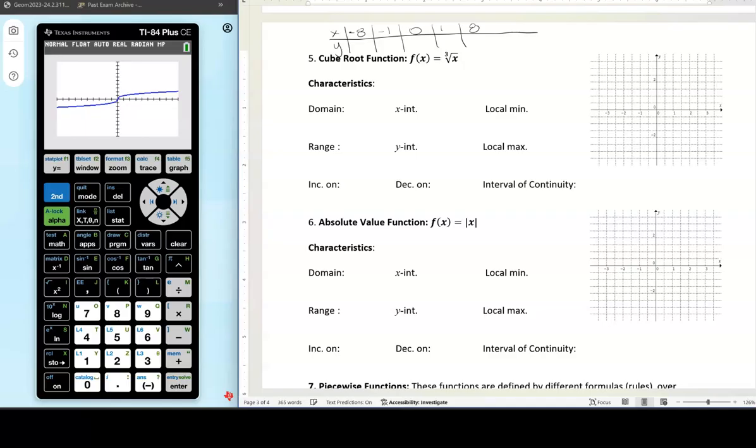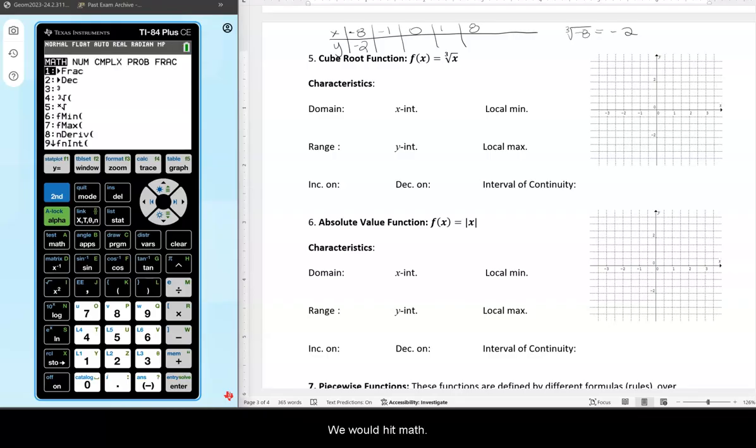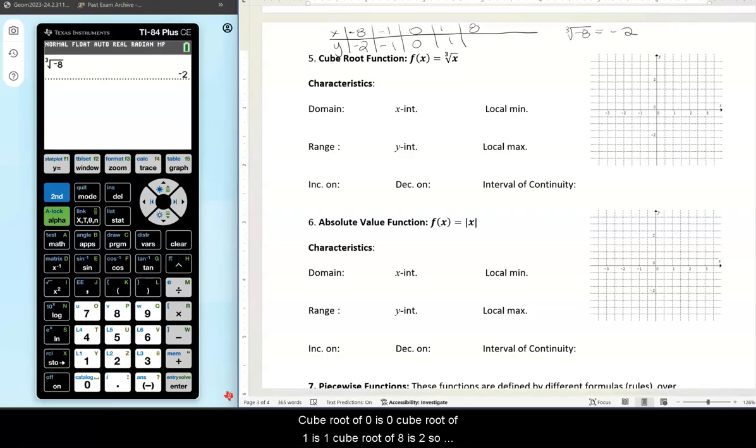And once again, the reason I chose those numbers is because I can get the cube root of -8 very quickly. The cube root of -8 is equal to -2. And if you wanted to see that on your calculator, go back to our home screen, get out of the graphing, and hit Math, number 4, and I would type in -8 and hit Enter. Cube root of -1 is -1. Cube root of 0 is 0. Cube root of 1 is 1. Cube root of 8 is 2.